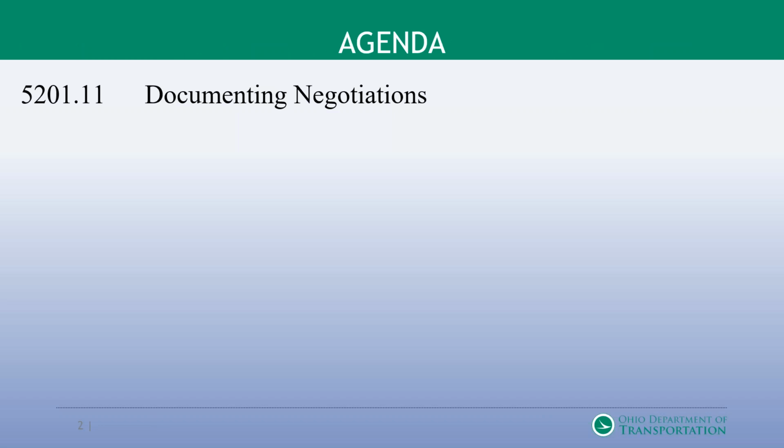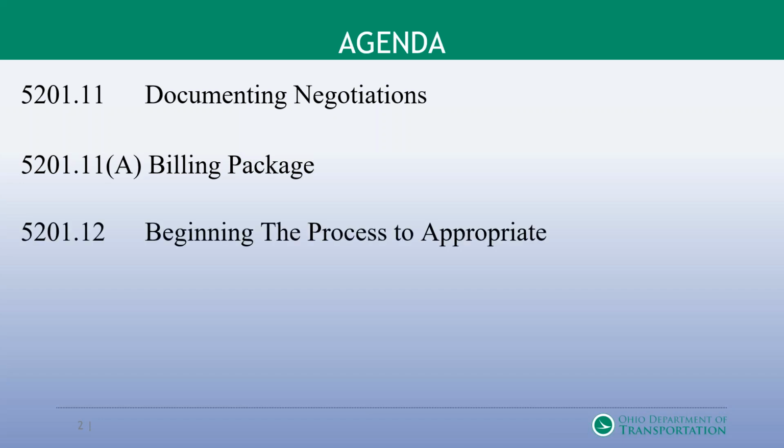In the agenda, we're going to talk about the 5201.11 documenting negotiations. We're going to talk about the 5201.11A, which is the billing package. It's a little bit of a duplicate, kind of the same chapter, but within a subpart of the subject. We're going to highlight the review for the 5201.12, the beginning process for the appropriation. Then we're going to have a knowledge check after we go through those processes.